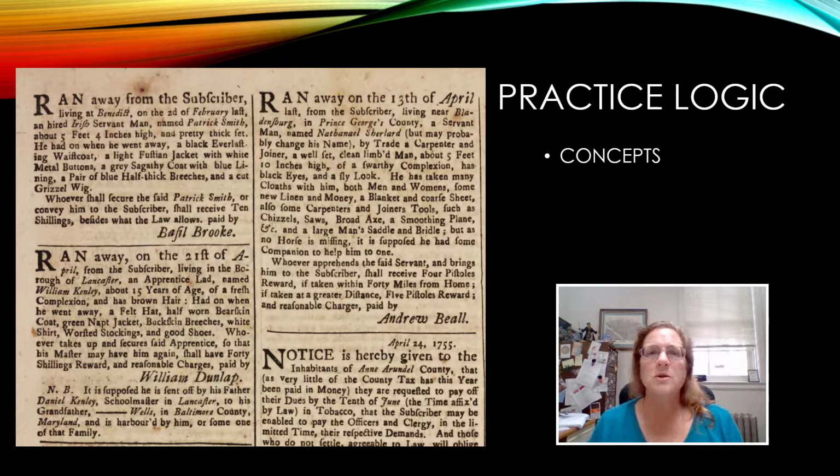The last 2 parts of the logic are broader, what you might call meta thinking. It's not talking specifically about the document, but what you know and think about the document or the person who created the document. Concepts is looking at the key words and ideas that are necessary to understand the document. So let me just give you the example here, because this is one that students regularly have a difficult time with. So think for just a second, what do you need to know to understand this document?